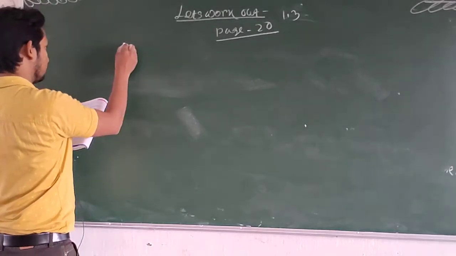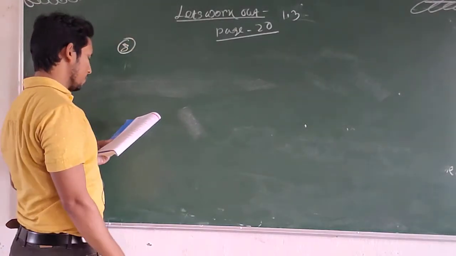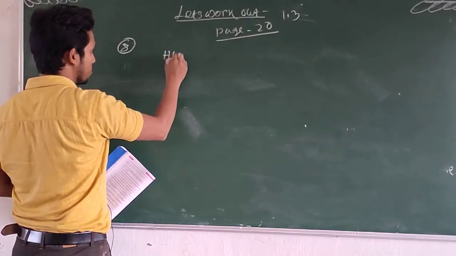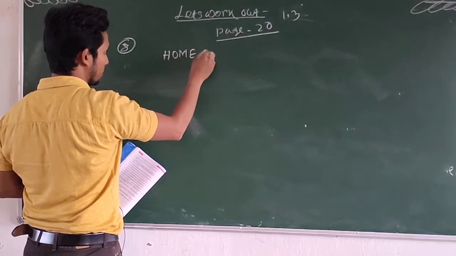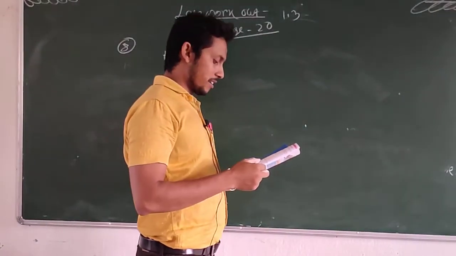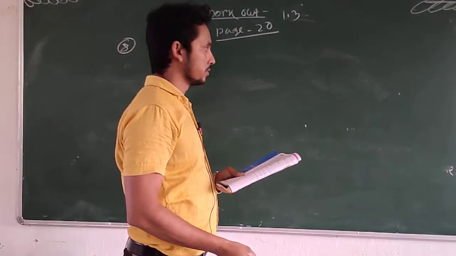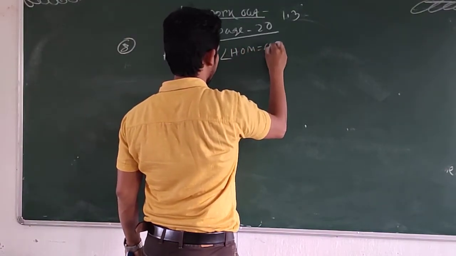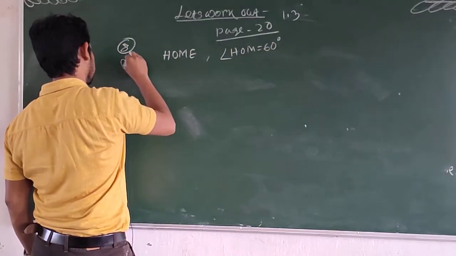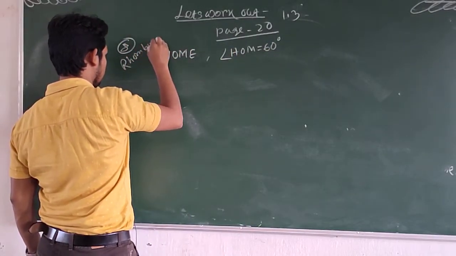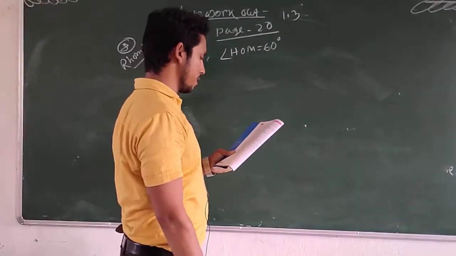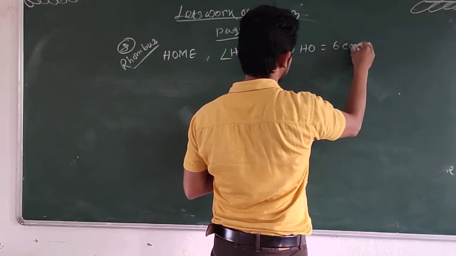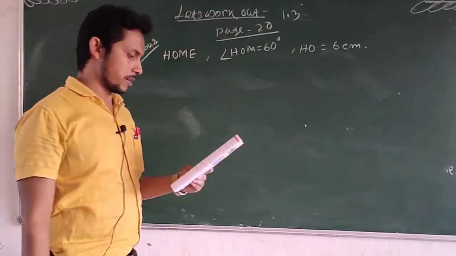Question number 8. Here it is given that we have to draw a rhombus HOME, H-O-M-E. We have to draw a rhombus like that. Given angle HOM is 60 degrees, so we have to draw the rhombus with HOM 60 degrees and HO 6 centimeters.